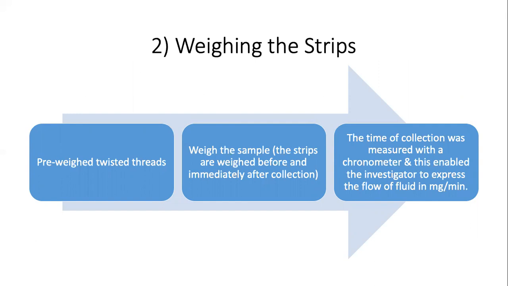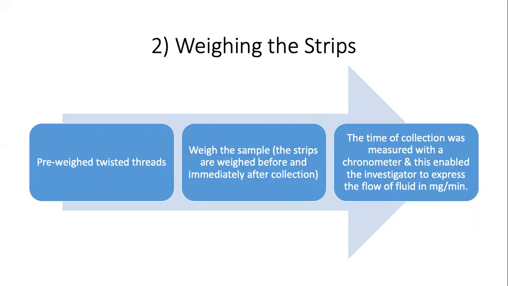Weinstein et al. used pre-weighed twisted threads. So you can imagine these twisted threads, if I'm saying pre-weighed, they are weighed before the sampling is done. Okay, and immediately after collection of GCF, they are again weighed. For example, if prior to the collection, the weight of the thread was, say, 22 micrograms, and later it becomes, say, 24 micrograms, so the collected amount will be 2 micrograms. I'm just telling for example. So the difference between the two will give you the estimation of GCF collected.